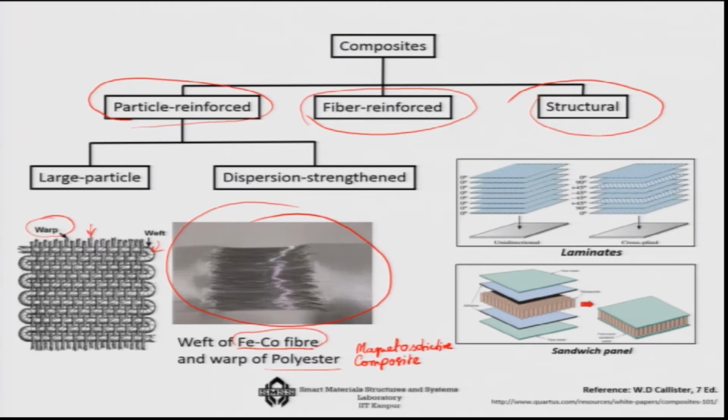In the particle reinforced one, there are two ways. One is large particles, where you simply apply them just like the fibers and then pour resin over them, and the other one is called the dispersion strengthened type of system. I will shortly give you an example of it.